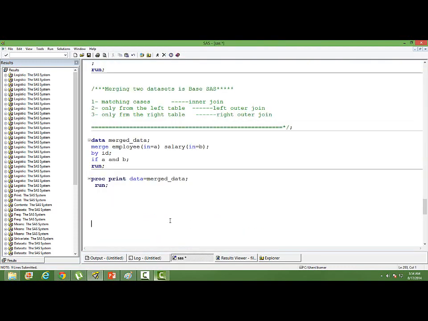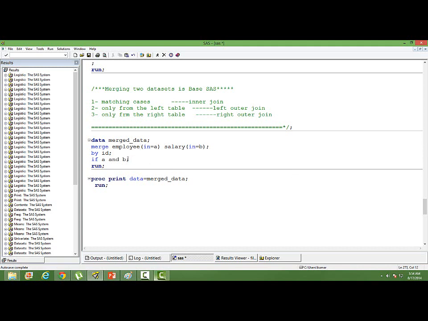Let's do the left join or left outer join. In left outer join, we ensure that the information in the left dataset, the first dataset, which here is employee, is there in the output, and only the matching cases from the right dataset or the second dataset. So we'll have employee IDs 1, 2, 3, 4 in the final dataset, and only the salary information for 1 and 2 will be there.